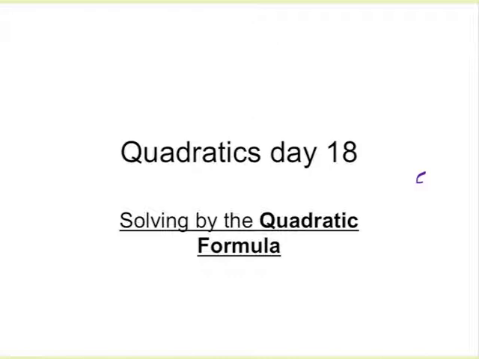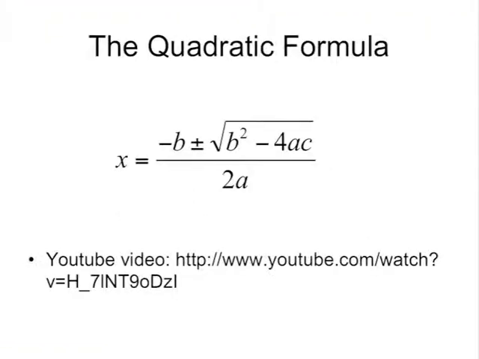Arithmetically, it can get pretty gross. You would want a calculator to be working this out most of the time. But it does work every single time, and it's called the quadratic formula. The quadratic formula is this big formula, which must be memorized. X equals negative b plus or minus the square root of b squared minus 4ac, all divided by 2a.